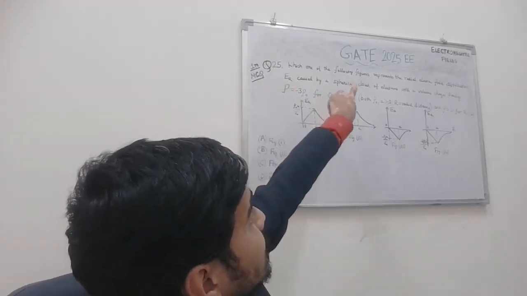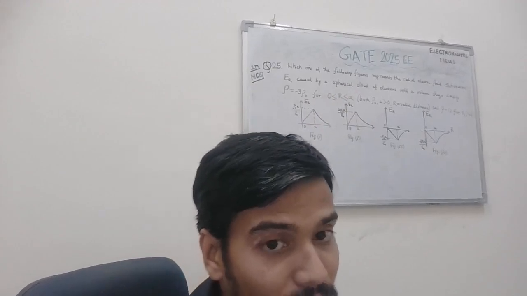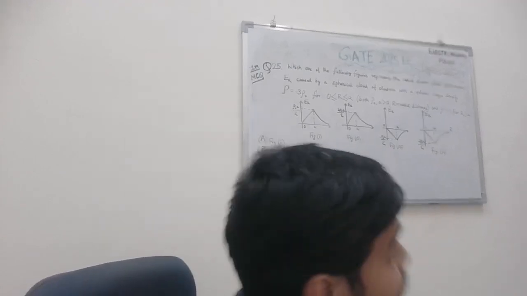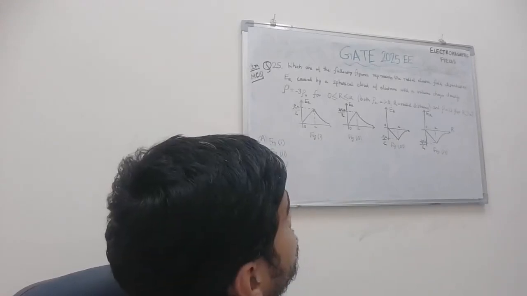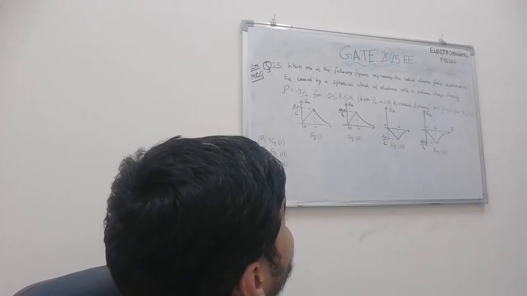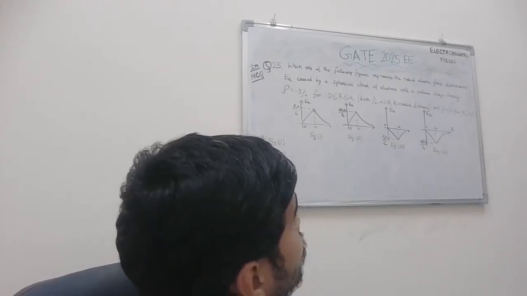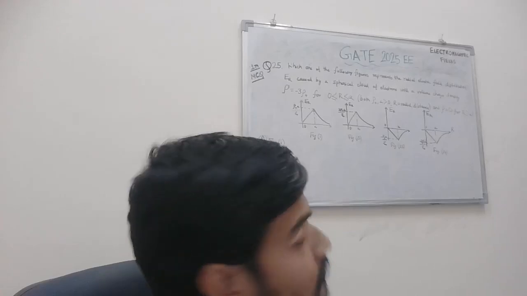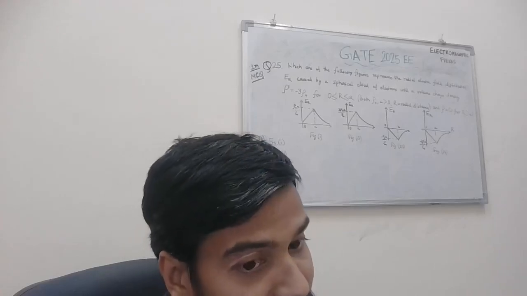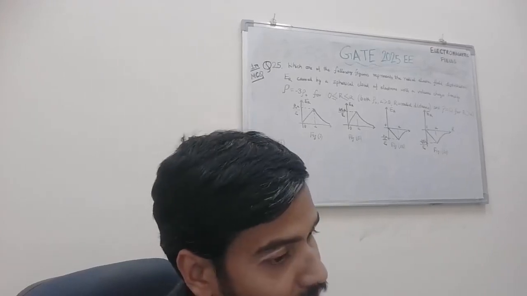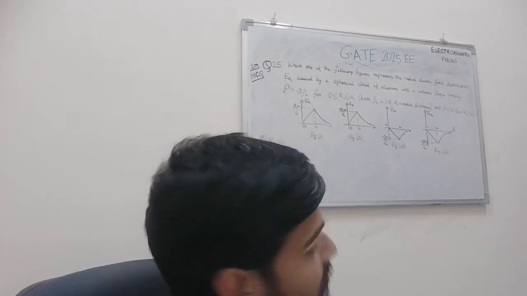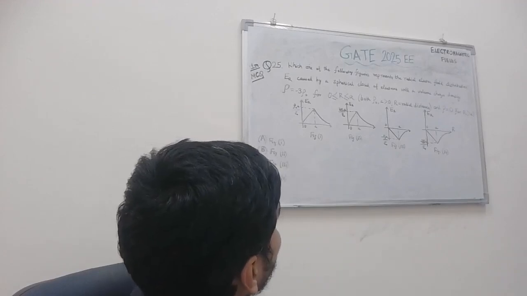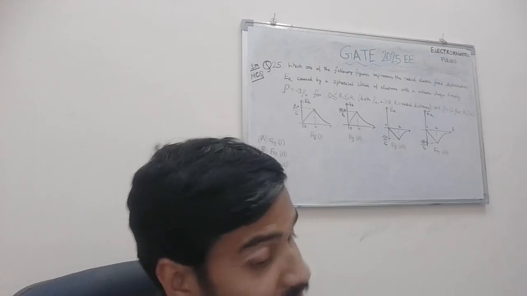type that came in GATE 2025 electrical engineering from the subject electromagnetic fields, and the question goes like, which one of the following figures represents the radial electric field distribution ER caused by a spherical cloud of electrons with a volume charge density rho equal to minus 3 rho naught for R greater than or equal to 0 and less than or equal to A. Both A and rho naught are positive and R is the radial distance, and rho equal to 0 for R greater than A. Options are given as A figure 1, B figure 2, C figure 3 and D figure 4.